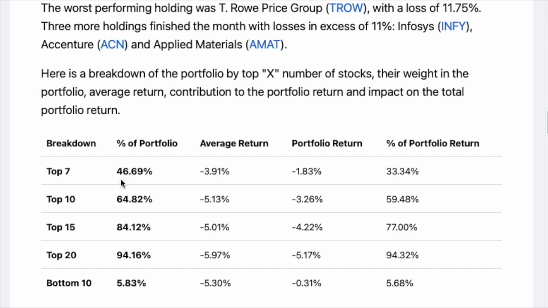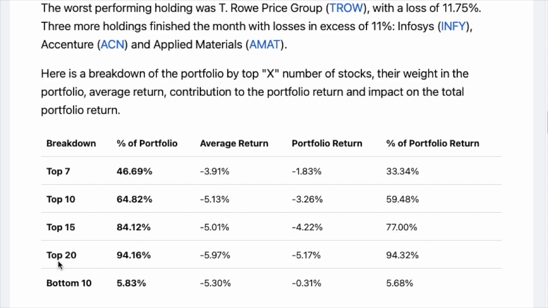The top 7 holdings started out with a 46.69% allocation in the portfolio, and in December, their average return was minus 3.91%, which was much better than the S&P 500. And because these 7 holdings collectively performed better than the S&P, the portfolio was able to generate alpha. When we look at the average return for the top 10 holdings, it's minus 5.13%, meaning that positions 8, 9, and 10 in the asset allocation table performed pretty poorly in December and drove the average return for the top 10 stocks much lower than the top 7 stocks.